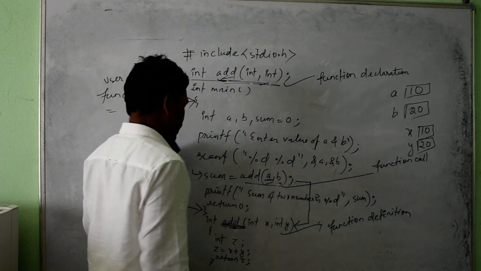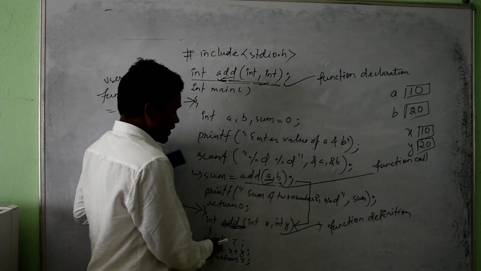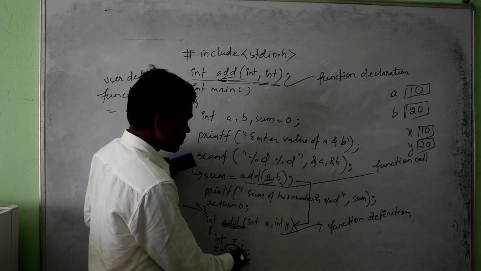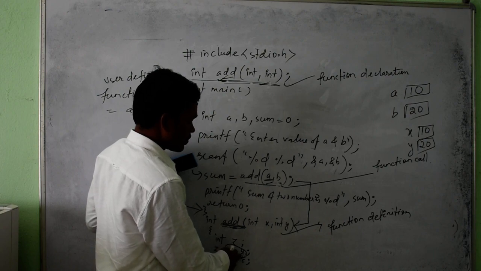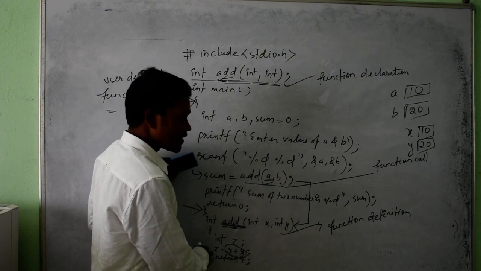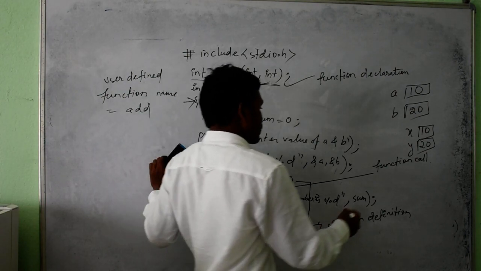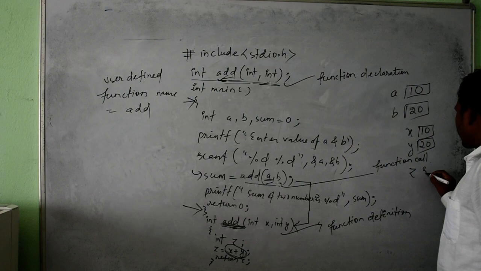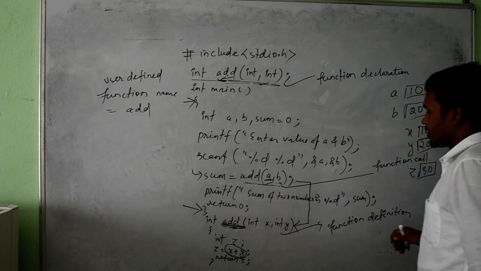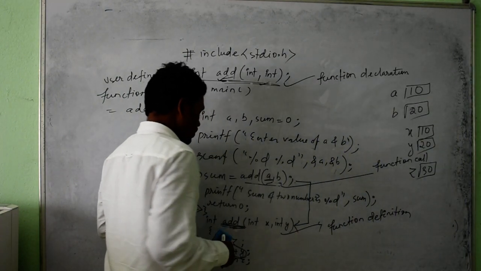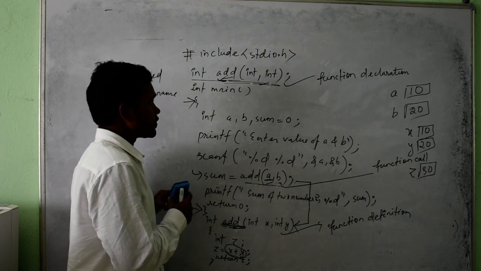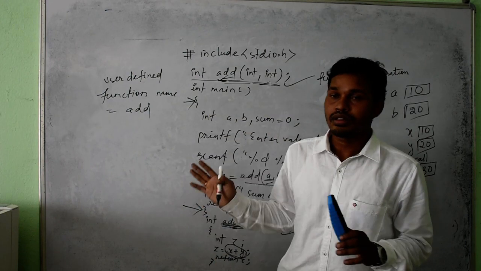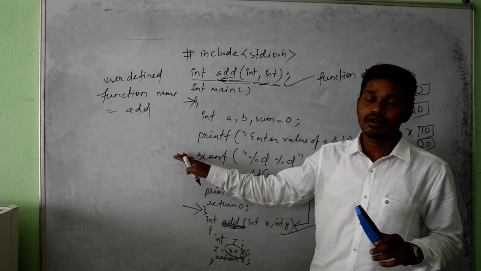Okay, now I declare one variable called z. This will perform addition x plus y. The value is stored in z. So z will store 10 plus 20, 30. Okay. So this is all about the function, how it exactly works.